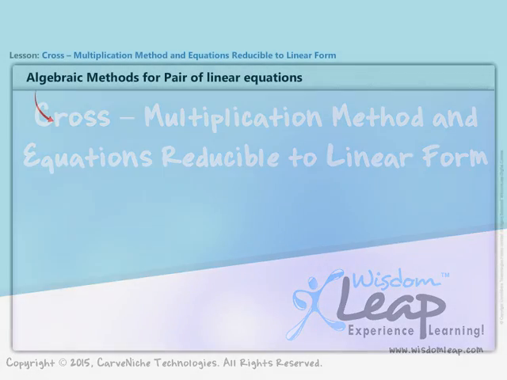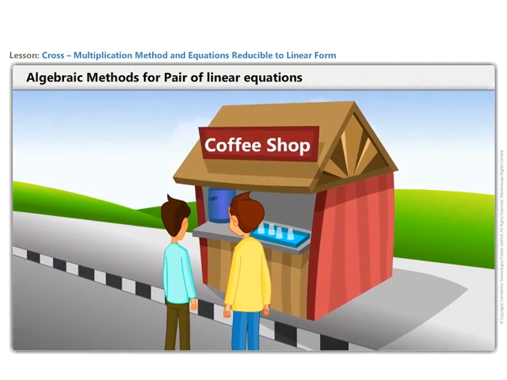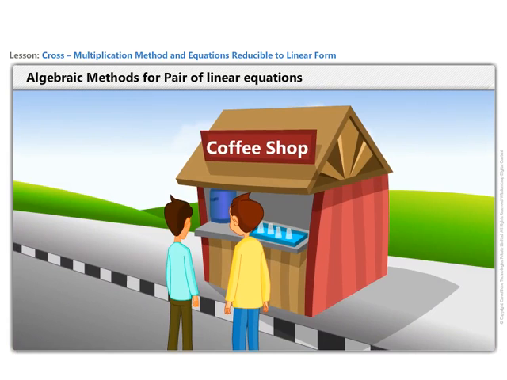We have already learnt about some of the algebraic methods to solve a pair of linear equations in two variables in our earlier classes. Now, let us try to solve a real-life situation using one of the known methods. Look, Joe and Peter are at the coffee shop discussing their financial status.